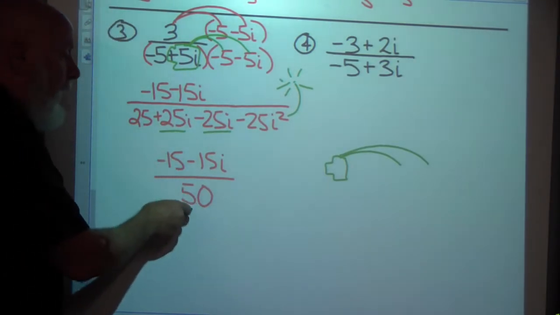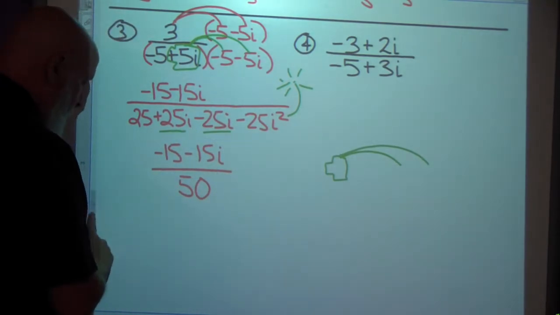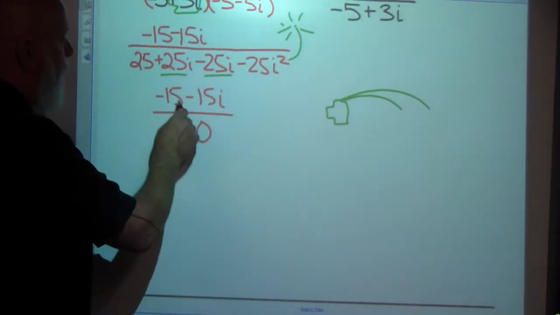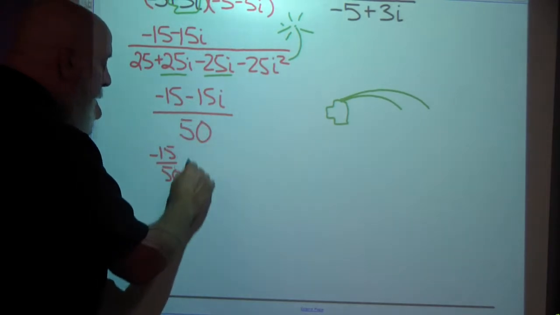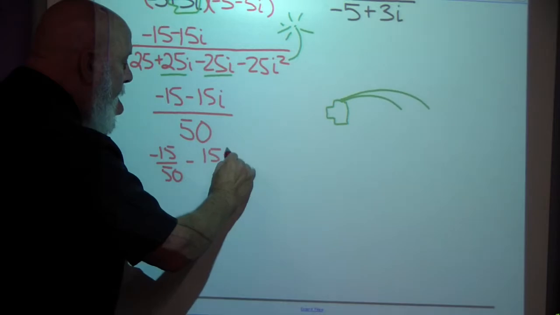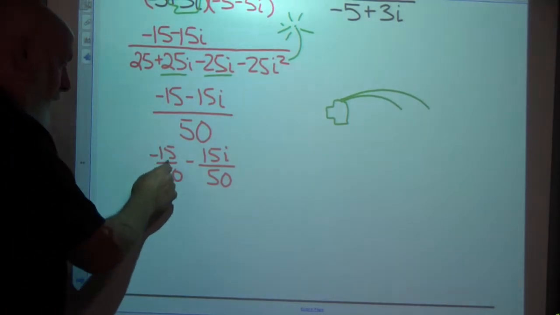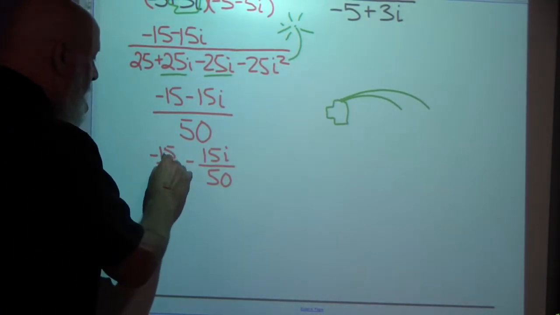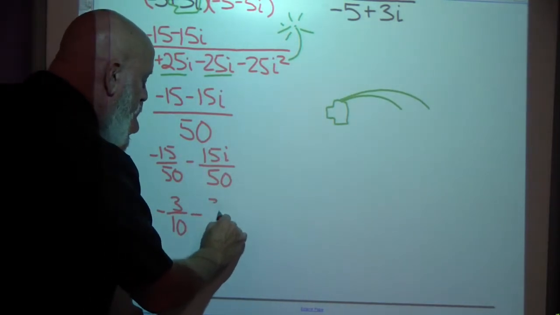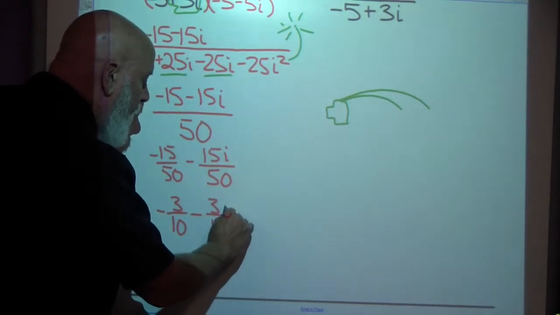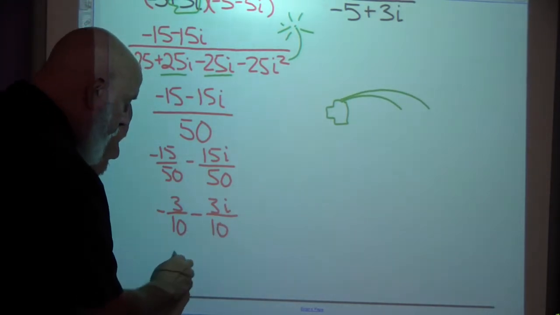Now I'm going to break it into 2 fractions and reduce. Hopefully I'll be able to reduce it in 1 step, but I might have to do 2 because that's what I've been doing this morning. Okay, so I'm going to call this negative 15 over 50 minus 15I over 50. And I see that both of these will divide by 5. So I'm going to divide top and bottom by 5. And that will give me negative 3/10 minus 3I over 10. And as I said earlier, I like to put my I out to the side of the fraction. Don't put it in the bottom, but just out to the side.